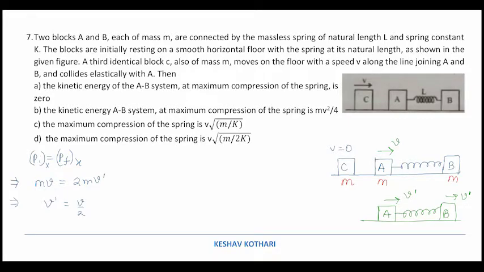Now if we calculate the kinetic energy of the system, the kinetic energy at maximum compression can be written as half times the total mass, that is 2m, and each mass is moving with v by 2, so v square by 4. On solving we obtain it as m v square by 4. So this is the kinetic energy at the maximum compression.